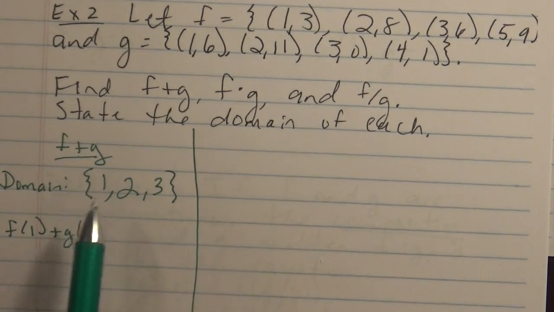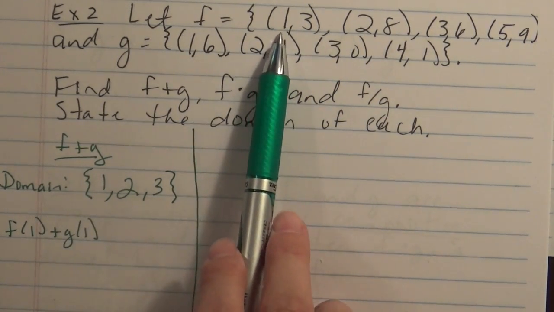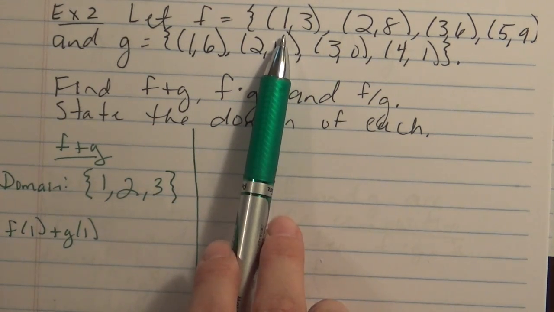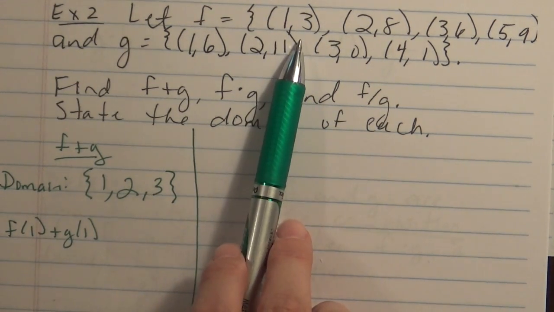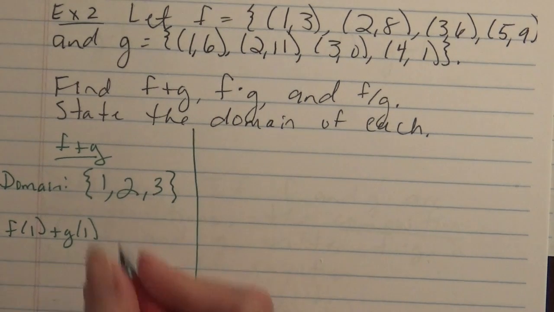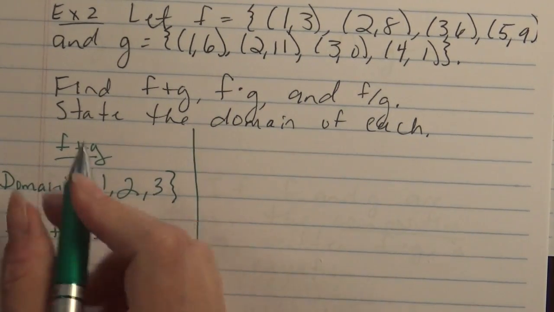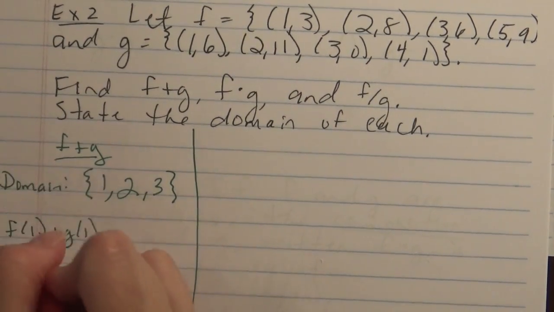So if we find f of 1, what is f of 1? Find function f, put 1 in for x. What do you get back for your y? When x is 1, y is 3. Alright, so we get 3 here. Excuse me, I'm sorry, f of 1 is 3.